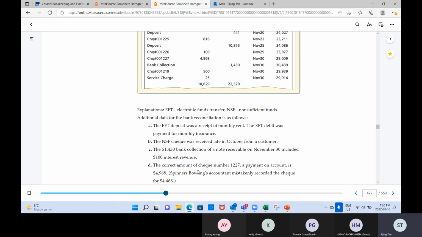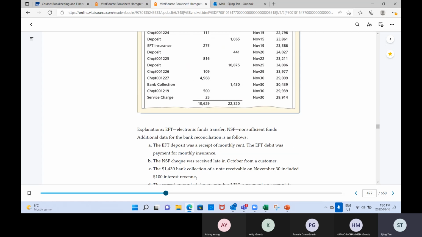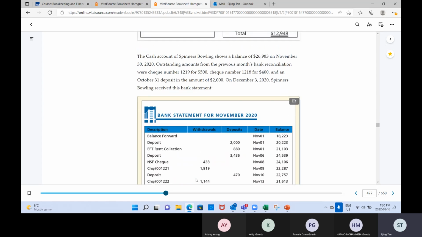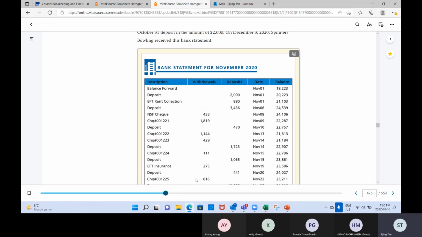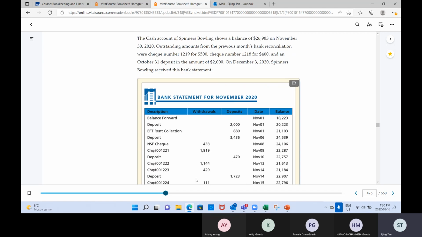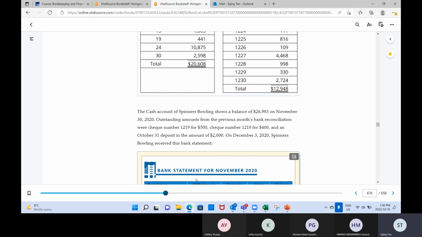But there's an error. Spinner Bowling made a mistake on their books. They put $4,468, so that's lower, right? We're going to go through this. Now, when you start doing a bank reconciliation, it's just really hard for me to do this. A much easier way is to print it out or have something on hand, so you can put a check mark to match all those numbers exactly the same. So we can start at the very first steps.